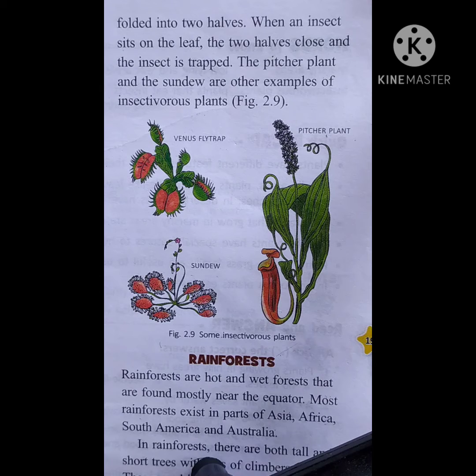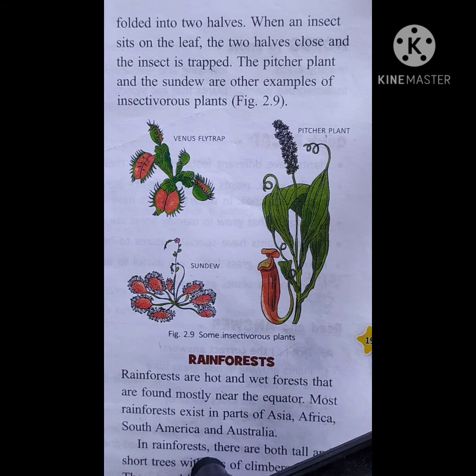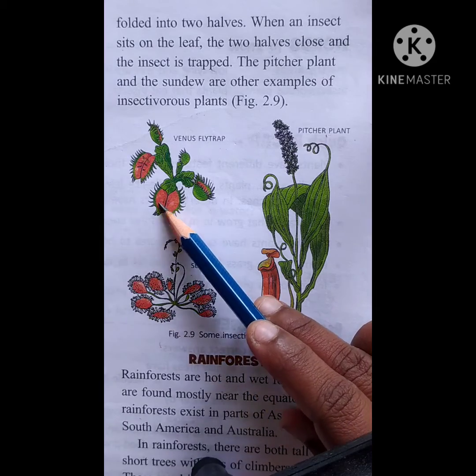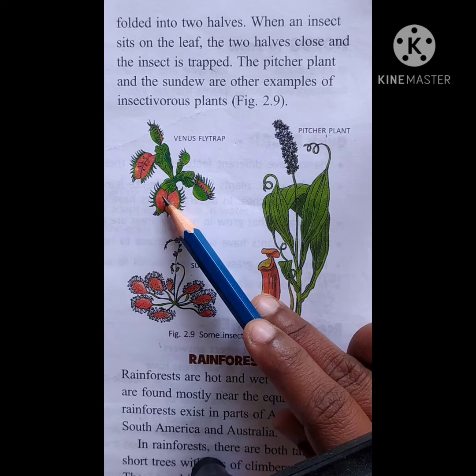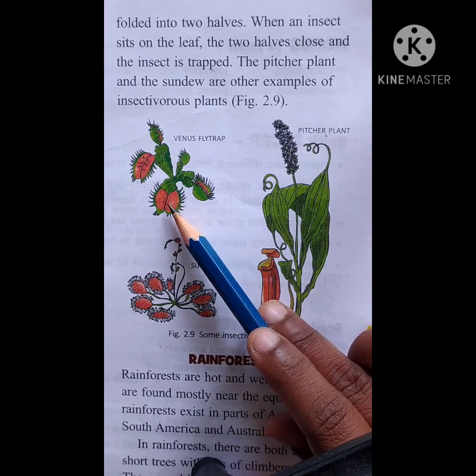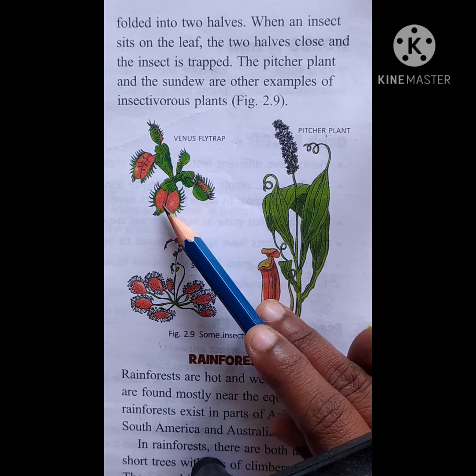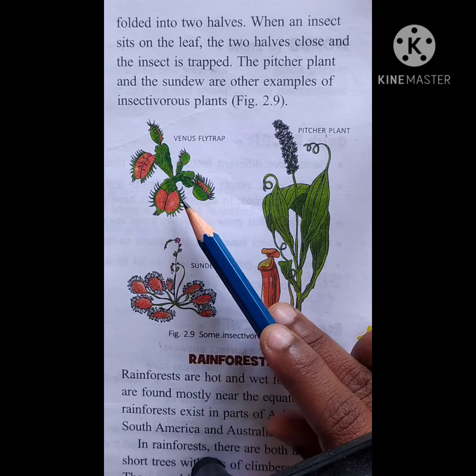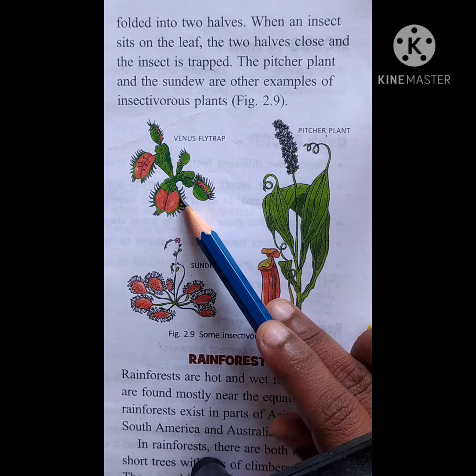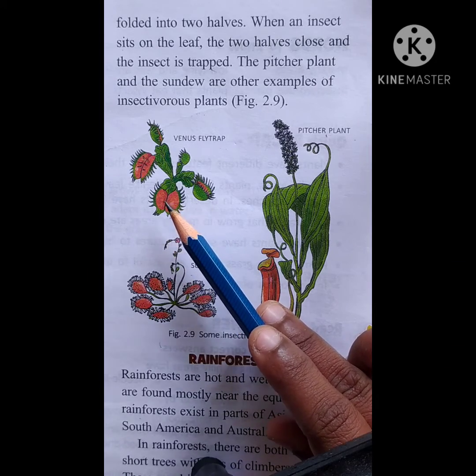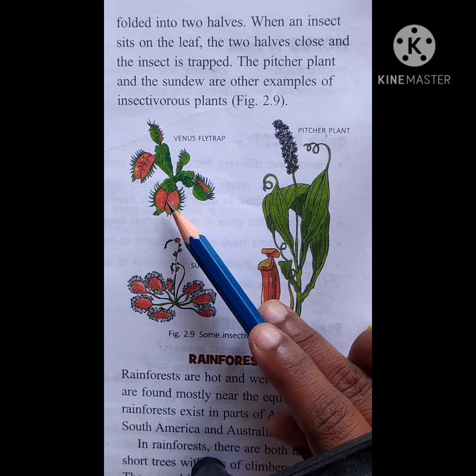In the Venus flytrap, if you see this, these are the two leaves. Suppose an insect is flying and just here it landed. Then what happened? Automatically these two leaves fold and close. And then the insect is trapped in the two leaves.